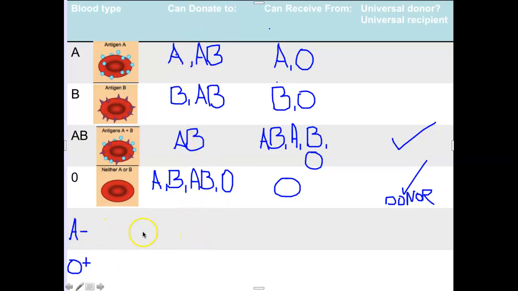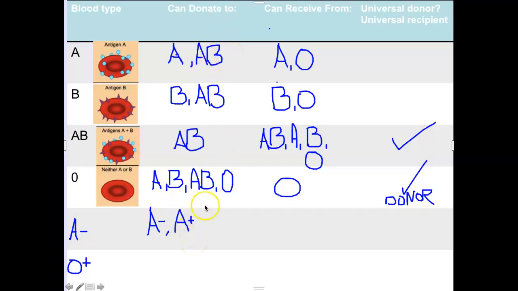Who can you donate to? So A negative, we can donate, of course, to our same blood type, an A negative. But can we donate to an A positive? So think about that. Can an A negative person donate to an A positive? Someone who is negative does not have RH. Someone who is positive does. So if you are missing something, sure, why not? You can donate to an A positive, right? You don't have anything foreign that the A positive person is going to reject.